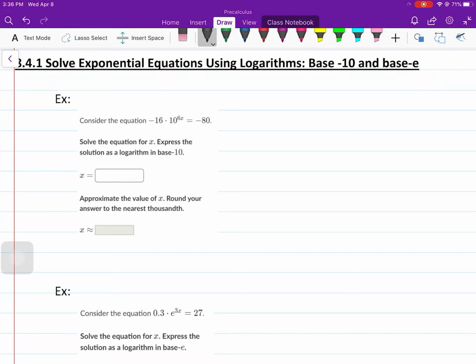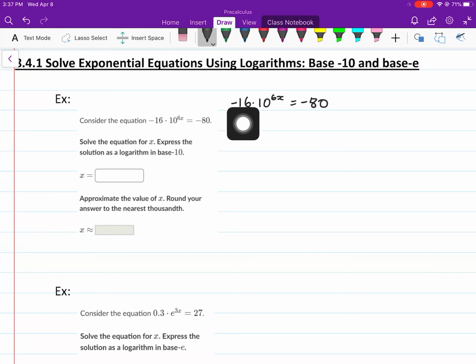Now we're going to get into slightly more complicated examples, and honestly they're really not that much more difficult than what we did in the previous example. So what we have here is negative 16 times 10 to the 6x equals negative 80. We've got to solve for x. So I need to bring this exponent down somehow. So we're going to take the log of both sides.